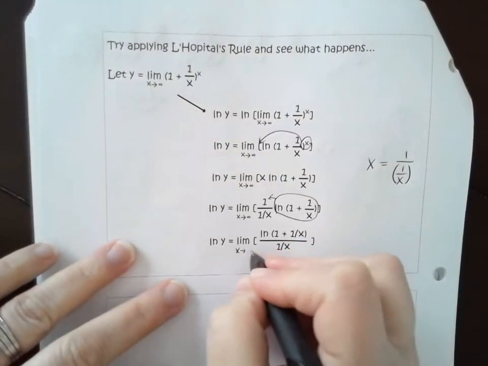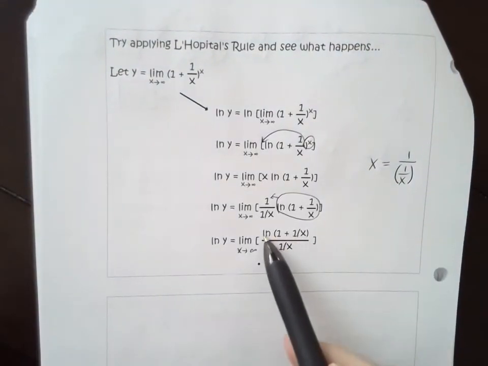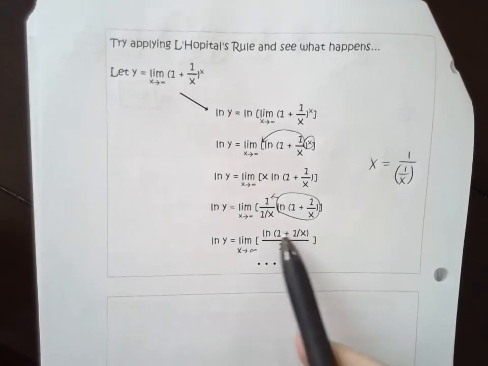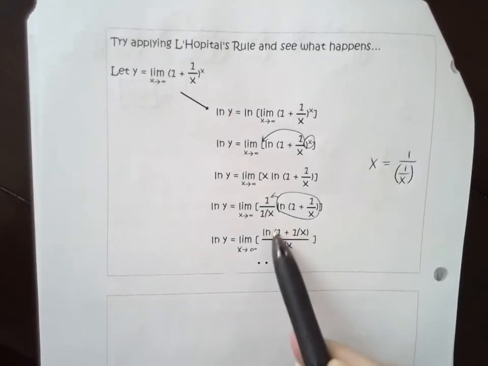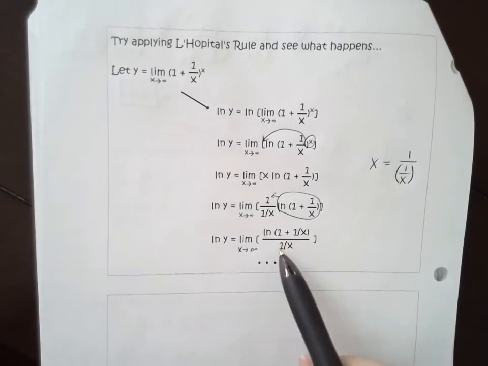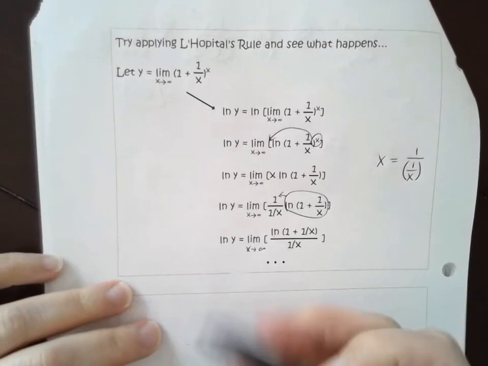Sorry, you should say as x approaches infinity. So we've got the natural log of 1 plus, theoretically, 0. The natural log of 1 would be 0. And this would also be 0. So we've got a 0 over 0 situation, right? Which means we can apply L'Hopital's rule.